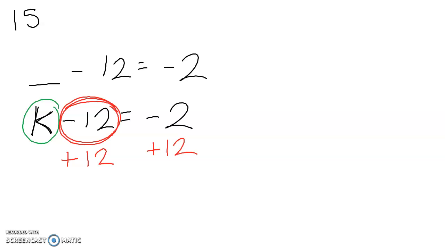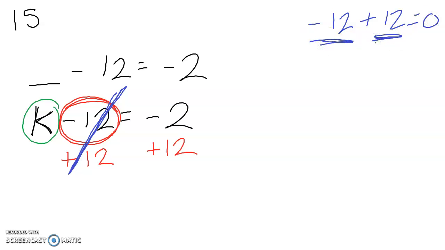So these two on the left side cancel each other out, because a negative 12 plus a positive 12 is going to be 0, because these two are opposites, and anytime you add opposites together, they will always be 0. So I'm left with a K on that side, and then I have a negative 2 plus 12. So I'm adding numbers with different signs, so I have to subtract them, and then I keep the sign of the larger number.